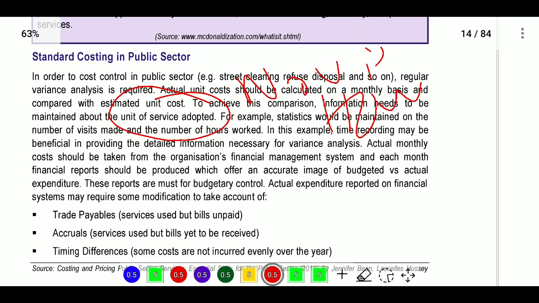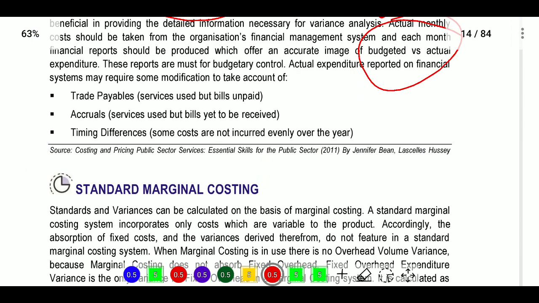Next, actual monthly cost should be taken from the organization's financial management system, and each month a financial report should be produced which offers an accurate image of budgeted versus actual expenditure. These reports are a must for budgetary control. Actual expenditure reported on the financial system may require some modification to take into account trade payables, that is service bills or used bills which are unpaid, accruals, services used but bills yet to be received, and time differences, as some costs are not incurred evenly over the year.